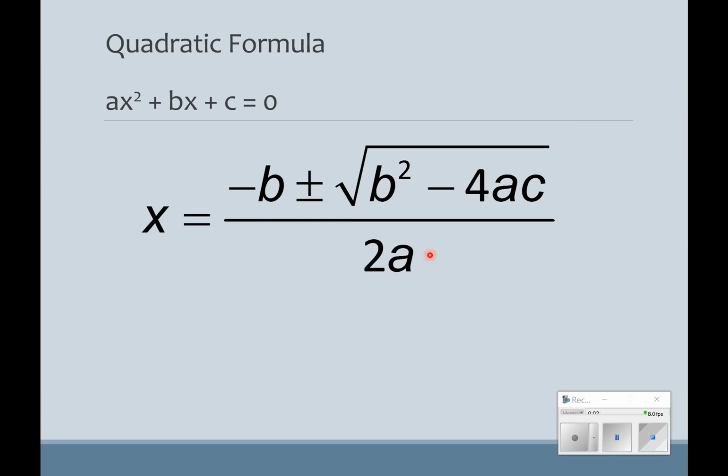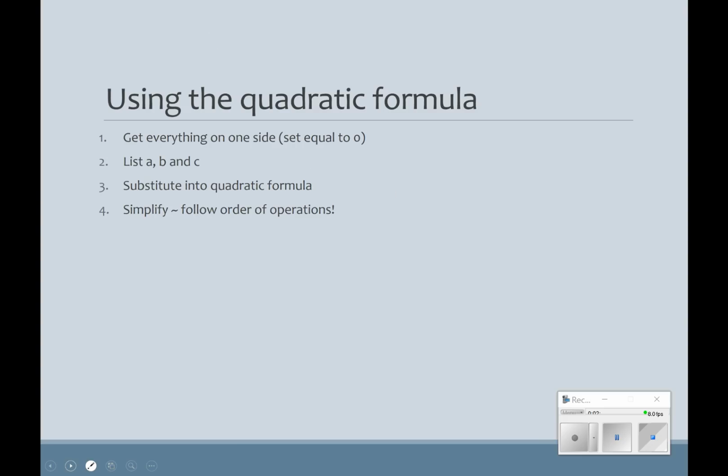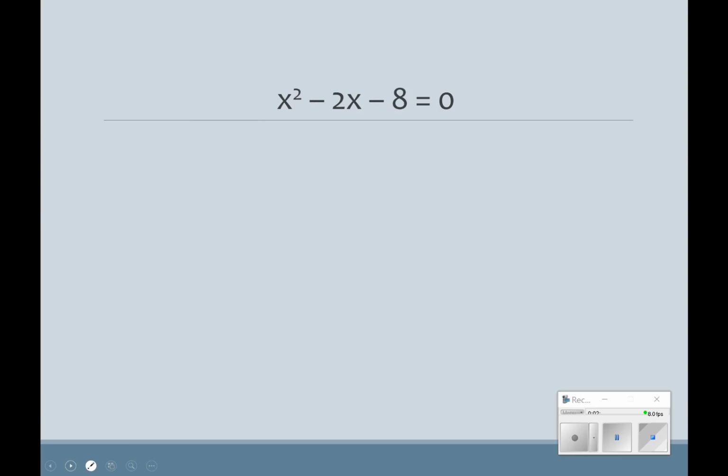All right, so that's the quadratic formula. When we solve with the quadratic formula, we're going to get everything on one side, set equal to 0, just like we did in factoring. We're going to list out our a, b, and c. We're going to substitute into the quadratic formula, and then we're going to simplify using order of operations.